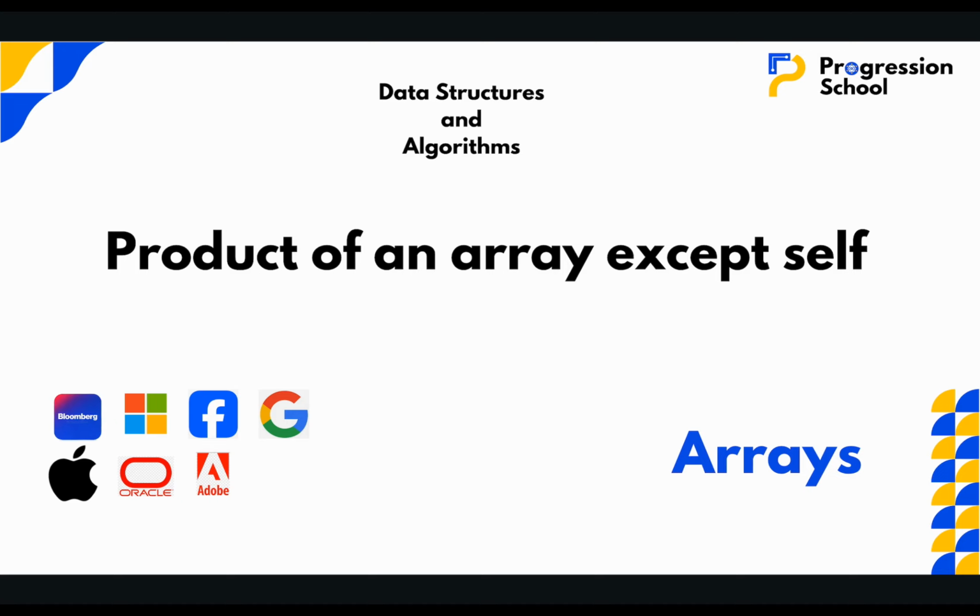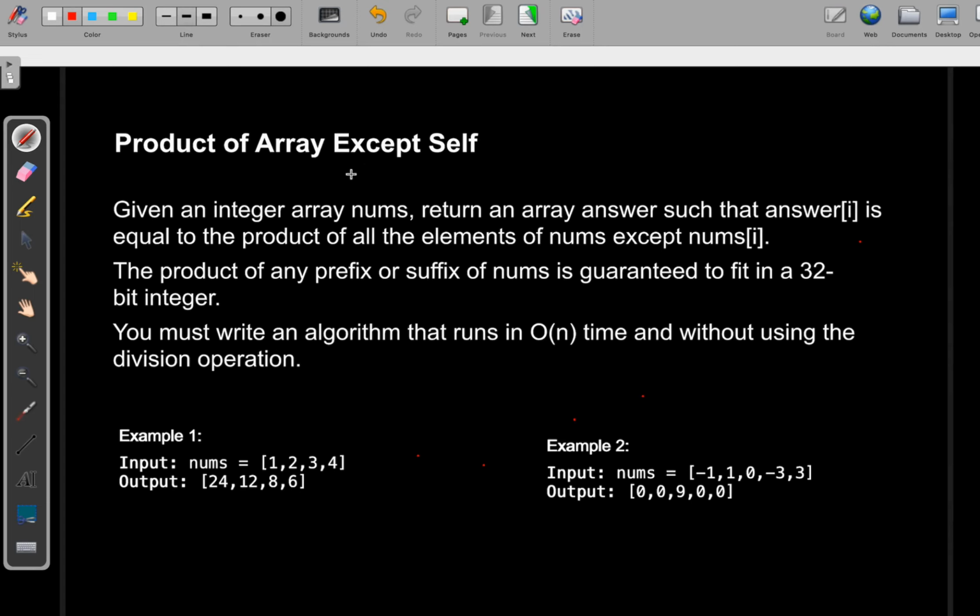Now let's check out one more interesting problem. Product of array except self. Given an integer array nums, so this is my array nums: 1, 2, 3, 4. Return an array answer such that answer[i] is equal to the product of all the elements of nums except nums[i]. So what is the meaning of this?